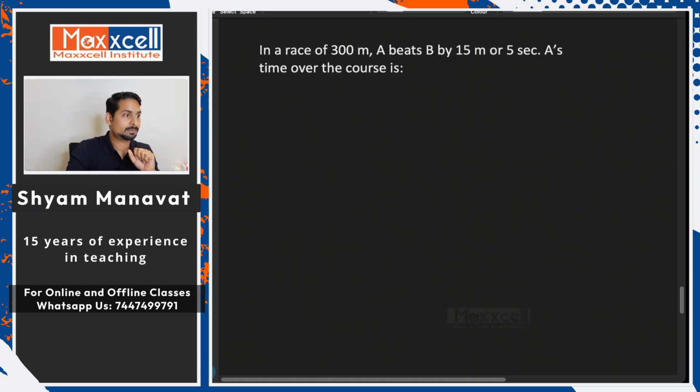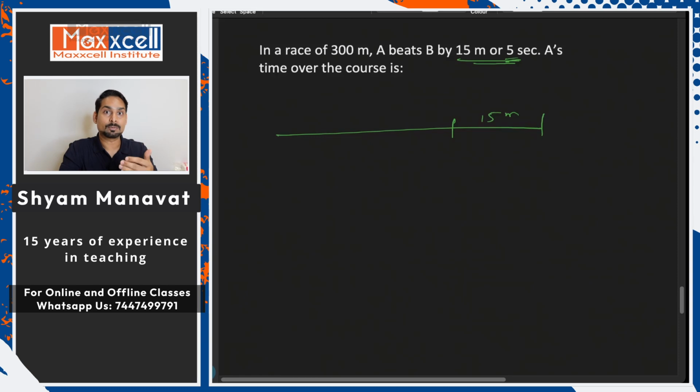So now let me do it faster for you. Alternate method. In a race of 300 meters, A beats B by 15 meters or 5 seconds. So by now you should understand that A beats B by 15 meters, so B is 15 meters behind. Now to cover this 15 meters, B is going to take 5 seconds more compared to A. That means A is taking 5 seconds less compared to B. Clear? Now, how much time taken by B?